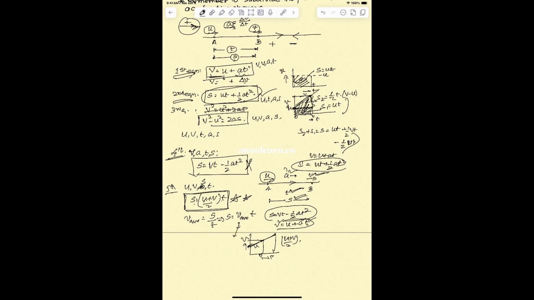Therefore, this V average can be written as I said. I'll just repeat, I'll caution that it is applicable only for constant acceleration situations, because only for a constant acceleration situation, velocity increases as a straight line. Therefore, this behavior can be written as the average between the initial and the final velocities. Therefore, this into t will be s.